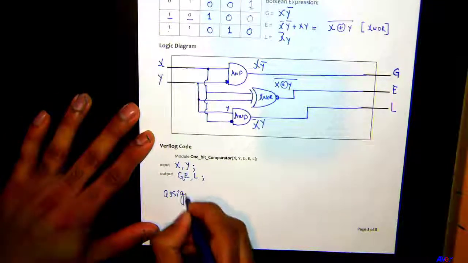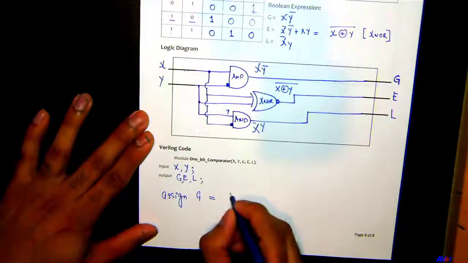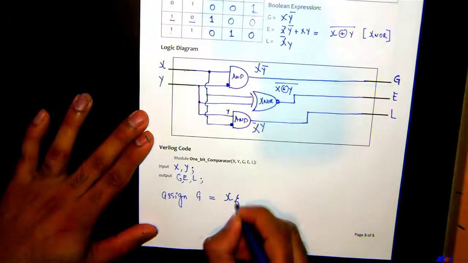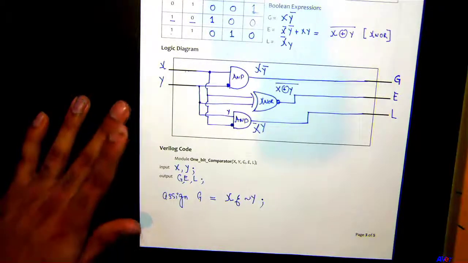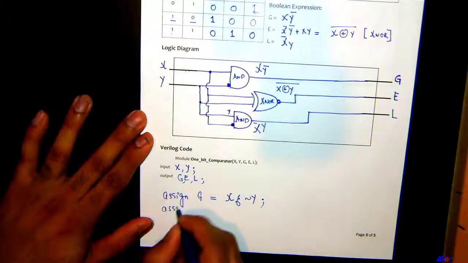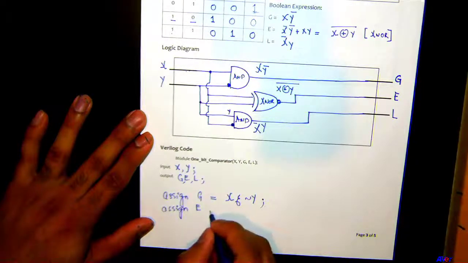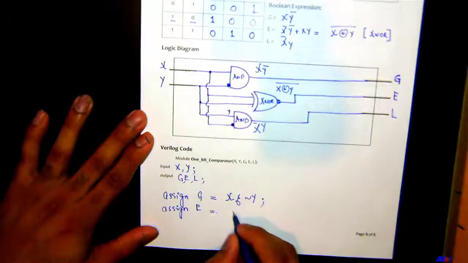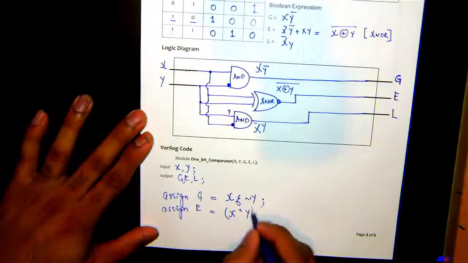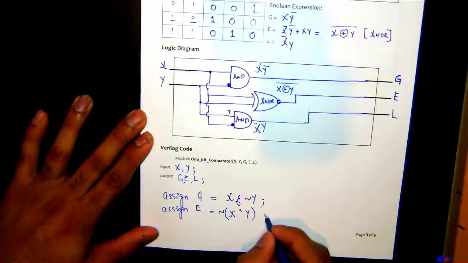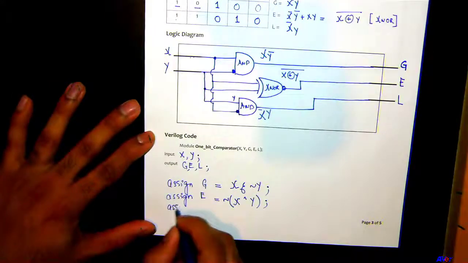Assign G equals to, G is x y bar. So that would mean x ending with y. Okay. I would need one for E. So exclusive OR is x hat y. So put it in brackets and then just say inverse of that. So that would be exclusive NOR for you.